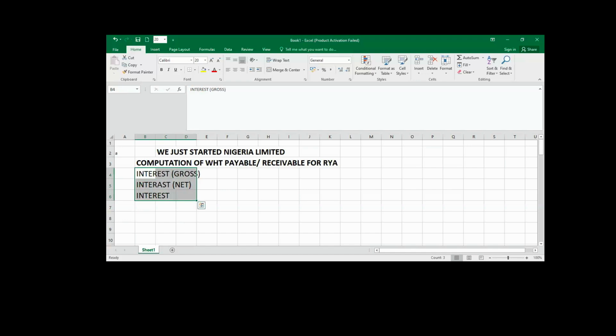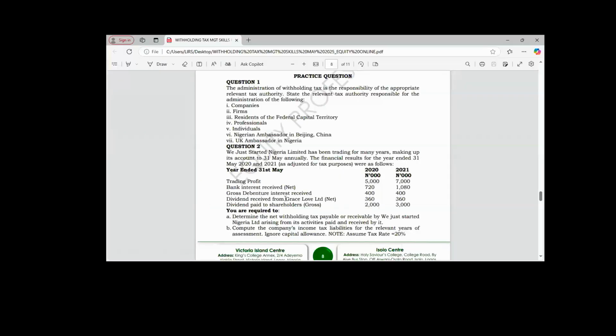So let us now go to the question. After trading profit, we have bank interest received net. You can see the examiner says net. Where they say interest only, you assume it is gross.